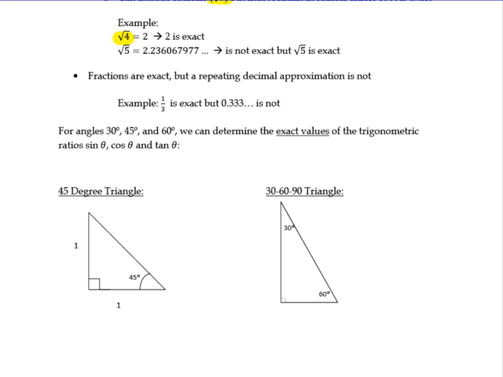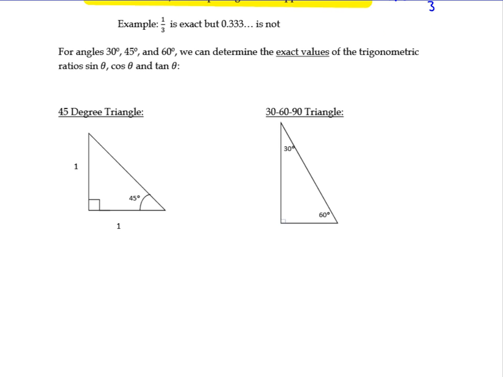If you have 0.3 repeating, if you have a repeating decimal, then it needs to be a fraction. So fractions are exact, but a repeating decimal approximation is not. So I don't want to see 0.3 with repeating. Okay, if you have that, you need to write it as a fraction. I know that's mean, but it needs to be a fraction.